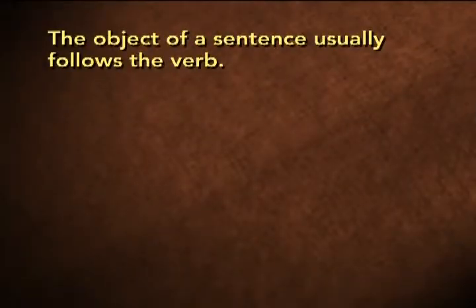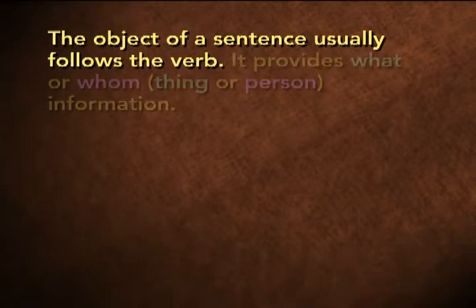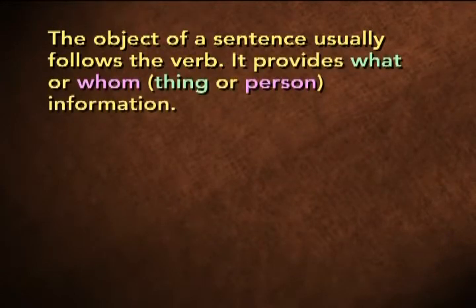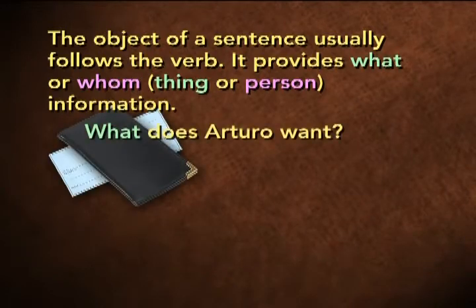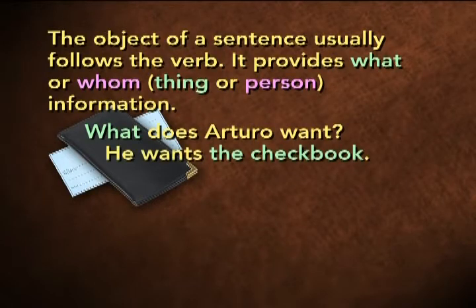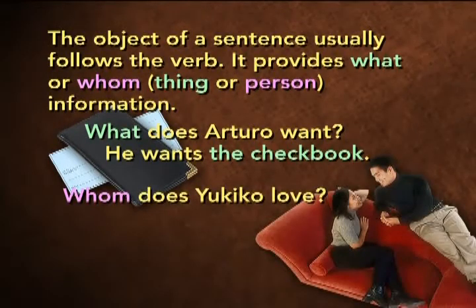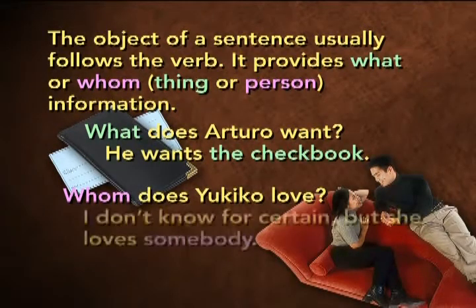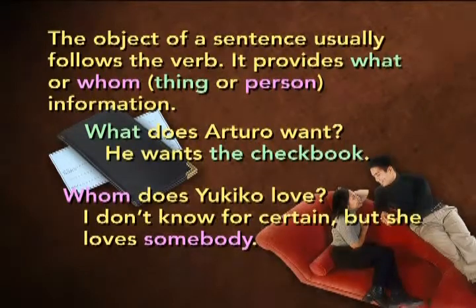Look at the graphic. The object of a sentence usually follows the verb. It provides what or whom information, so a thing or a person. What does Arturo want? The what is, he wants the checkbook. Whom does Yukiko love? I don't know for certain, but she loves somebody, a person, right?